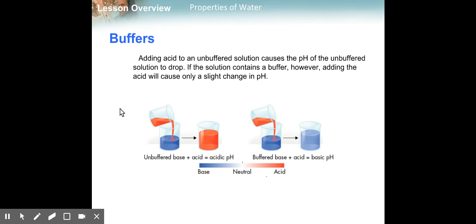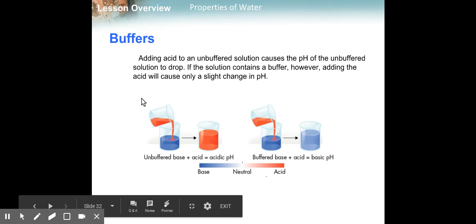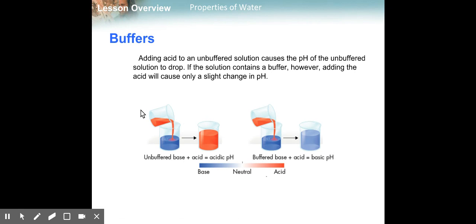So that's water. It has a lot of kind of cool properties. Hopefully, a lot of this is review from physical science. But water's kind of cool, kind of important to us, very important to all living things.